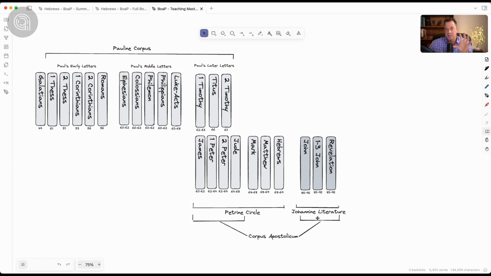But the 3rd section is the Petrine Circle. Now, the Petrine Circle is those who are associated with and in the circle of influence of Peter himself. So we've got James, who's the brother of Jesus, and Jude, who's the other brother of Jesus, and 1st and 2nd Peter, 1st Peter really being the core of the Petrine Circle. So refer to the 1st Peter video to understand more about how 1st Peter is to the Petrine Circle like Ephesians is to Paul's letters. And then we have the letters of Mark, the letter of Matthew, and the letter of Hebrews.